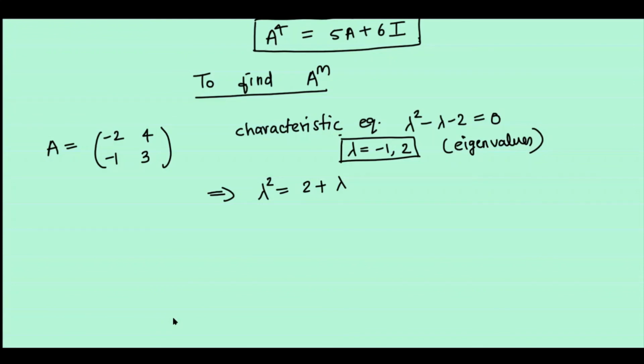So in general, I can say that lambda raised to m will be some linear combination, of the form C0 plus C1 lambda. When m equal to 2, we got it as 2 plus lambda. So in general, we will assume that lambda raised to m will be of the form C0 plus C1 lambda, where C0 and C1 are constants.